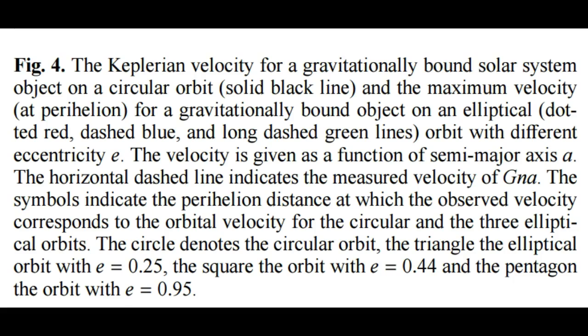Now, they don't know if that's going to be close or far away. We're trying to determine that, but they do think it's going to have an inner solar system perihelion. It says for a gravitationally bound object on an elliptical orbit, the dotted red, dash blue line, and that's in the chart, and long dash green lines, which are the orbits with different eccentricity. The velocity is given as a function of semi-major axis A.